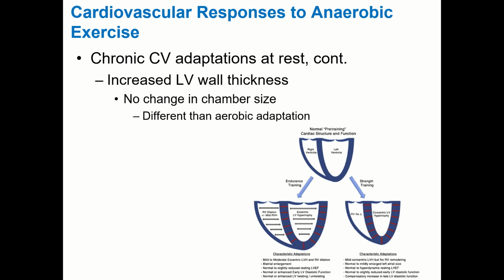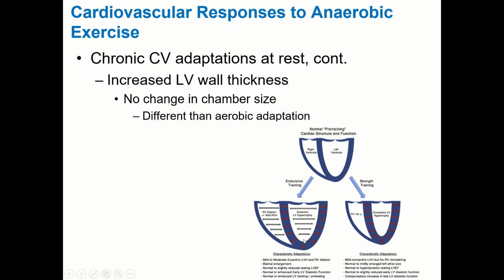Because the heart's having to pump harder for those few seconds, the heart's going to get stronger. But what we don't get is a big increase in venous return. We don't get a big increase in blood coming back to the heart. So with strength training, you're going to end up getting a larger left ventricle, but because there's not a big increase in venous return, you're not going to really stretch out the heart, particularly the left ventricle, and so you're not going to see an increase in vessel size or chamber size.